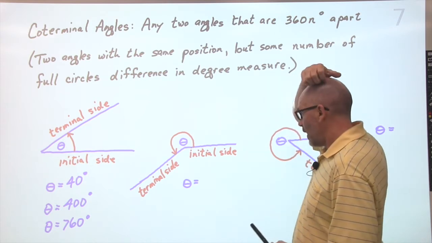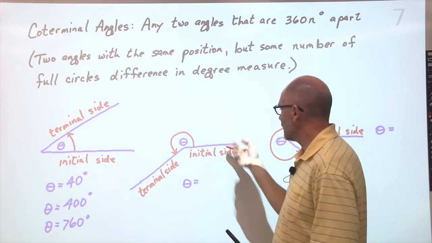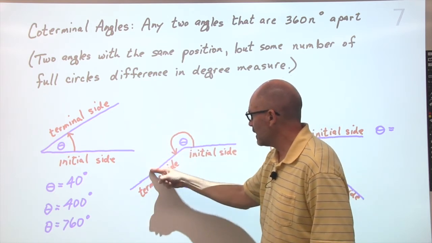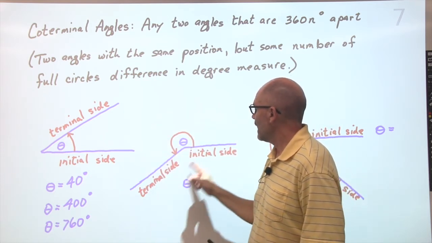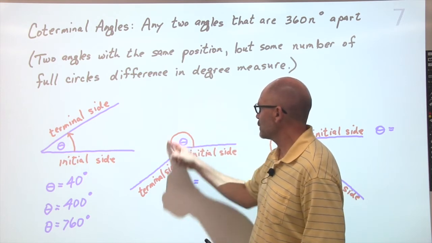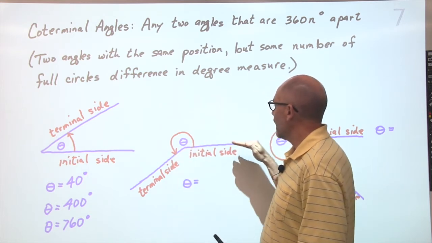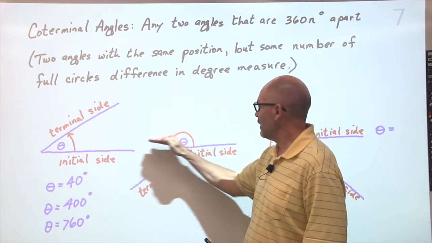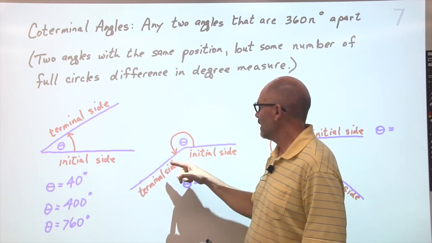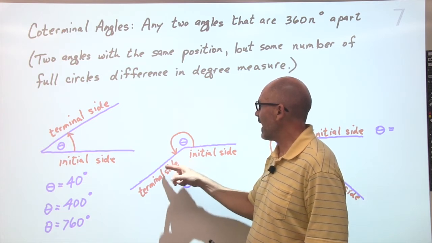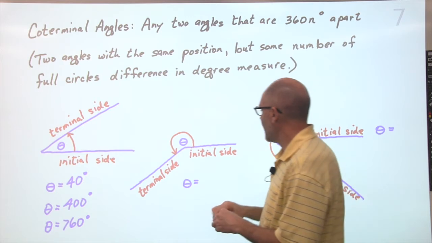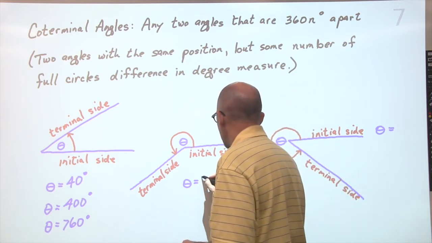Now, what if my angle starts with the initial side and it goes all the way around to here? So now here's my initial side, here's my terminal side. Well, a straight angle, remember, is 180. And this is, let's say, 40 degrees past 180. So 40 degrees past 180 would be 220.